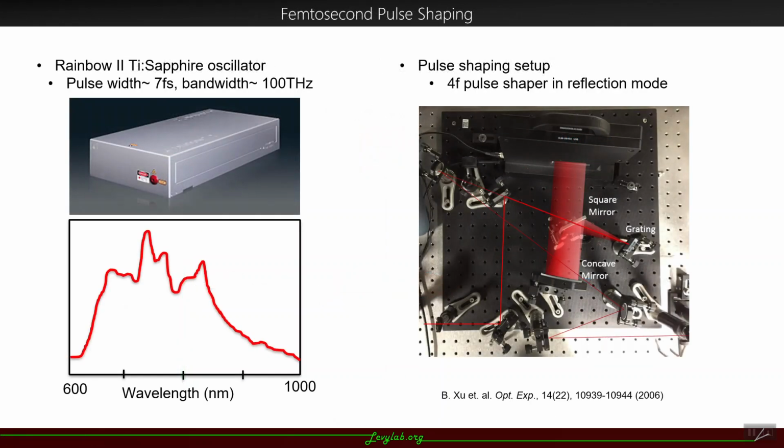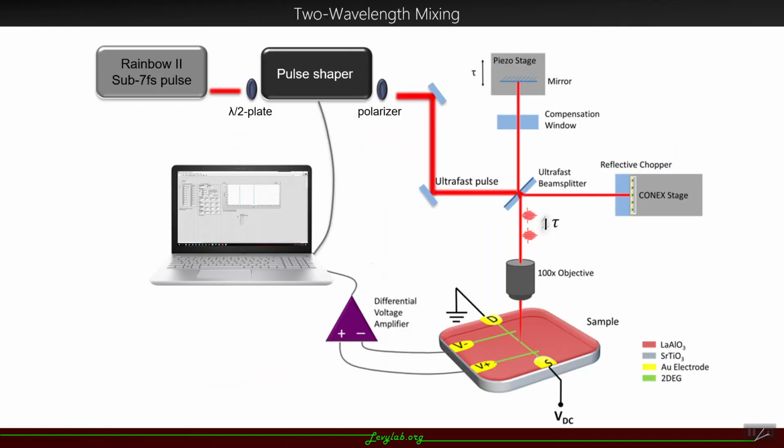In the experiment I'm going to show, we use a sub-7 femtosecond Ti:sapphire oscillator with a greater than 100 terahertz bandwidth, and we also use a 4f pulse shaper in reflection mode. This pulse shaper has a spatial light modulator, which allows us to independently address each wavelength of our broad spectrum and control both the amplitude and phase. And we're focusing on amplitude control in this talk.